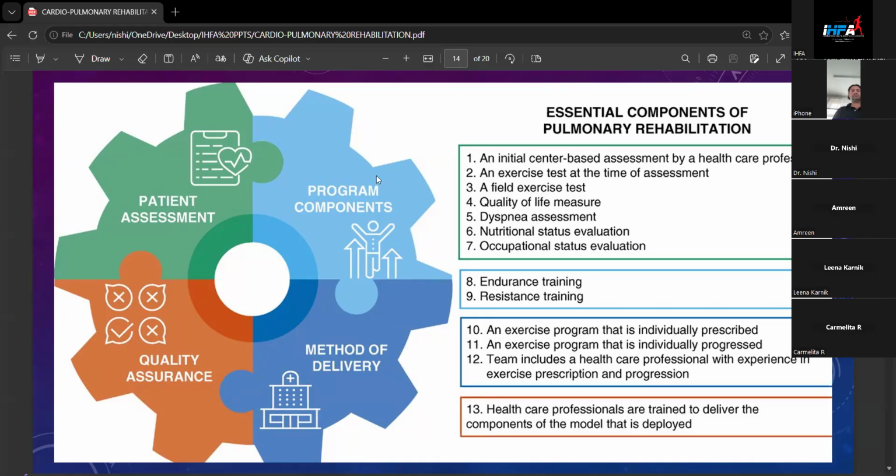It can be done with the help of scales like SF-36 or SF-18. There is dyspnea assessment, which can be done with the MMRC scale or the modified Borg scale. Nutritional status evaluation has to be done by the dietitian. Occupational status evaluation is done by the occupational therapist.